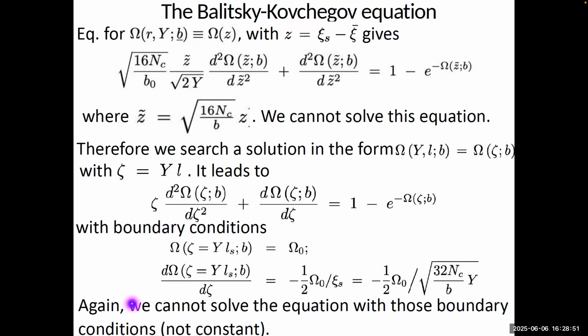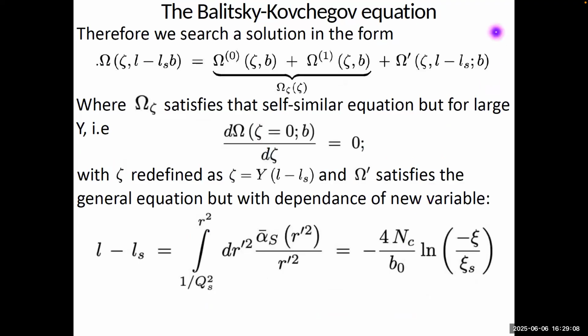But again, we have another problem. This is because this condition for the derivative is not a constant, it depends on the rapidity. So we need to propose something to solve this equation. What we propose is a sum. We say we have an omega zeta and an omega prime. For the omega zeta, the derivative condition is equal to 0. And then we solve the equation that we can solve with our perturbation theory method.